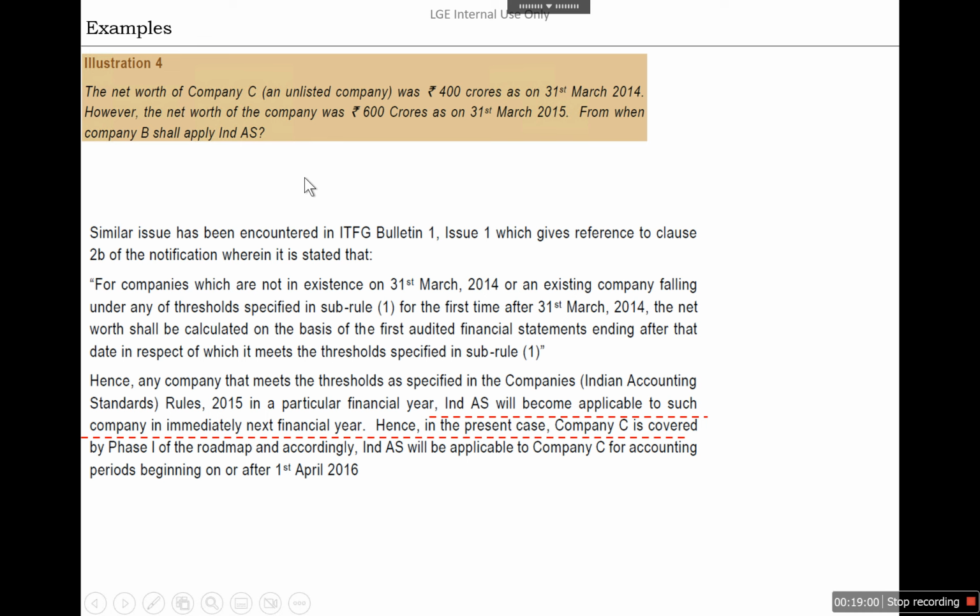Next, the net worth of company C, an unlisted company, was 400 crores as on March 2014. However, the net worth of the company was 600 crores as on March 2015. From when shall company C apply Ind AS? In this case, Ind AS will become applicable in the immediately next financial year. Hence company C is covered by phase 1 of the roadmap, and Ind AS will be applicable to company C for accounting periods beginning on or after 2016, because as on March 2015 the net worth has increased to 600 crores.